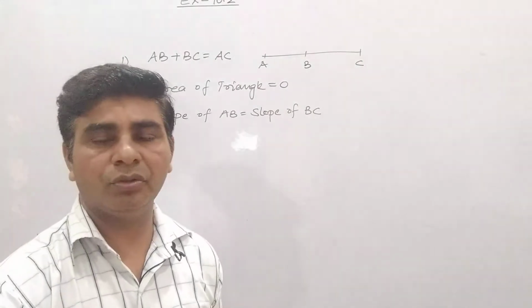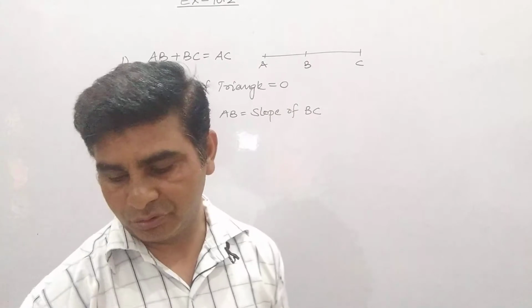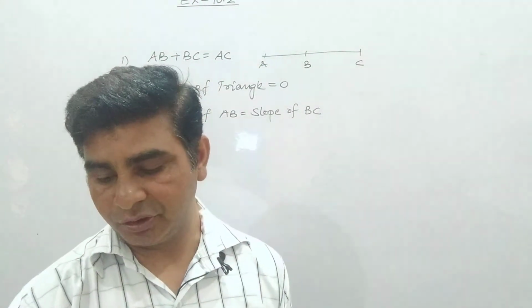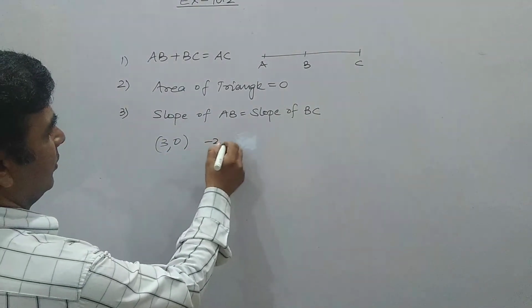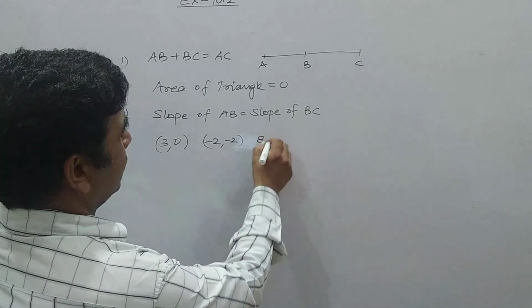In which we need to use the equation of line. Using the equation of line, we have to prove that the points 3, 0, -2, -2, and the third point 8, 2 are collinear.